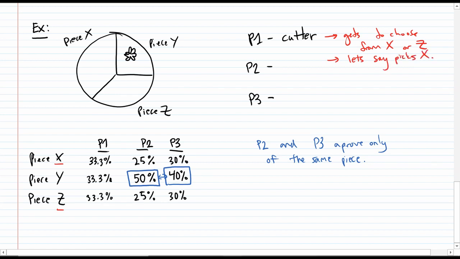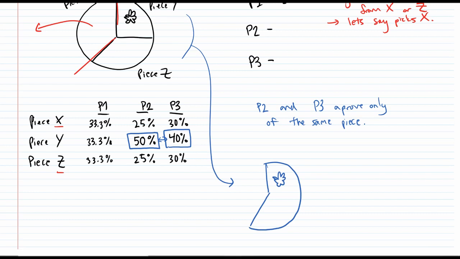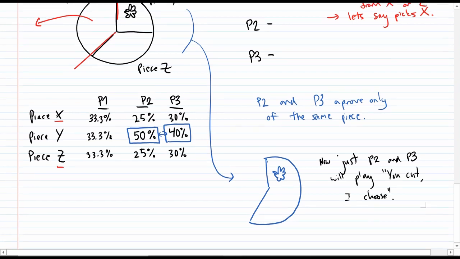So I'll take piece X. Okay, great. So that is removed from the whole scenario. And now with piece Y and piece Z, this remaining cake gets combined to a new cake. And player 2 and player 3 now need to play you cut, I choose on this. So just player 2 and player 3 will play you cut, I choose.